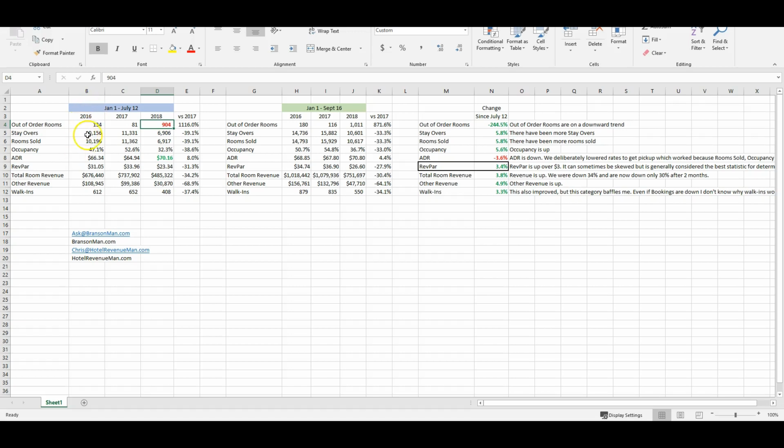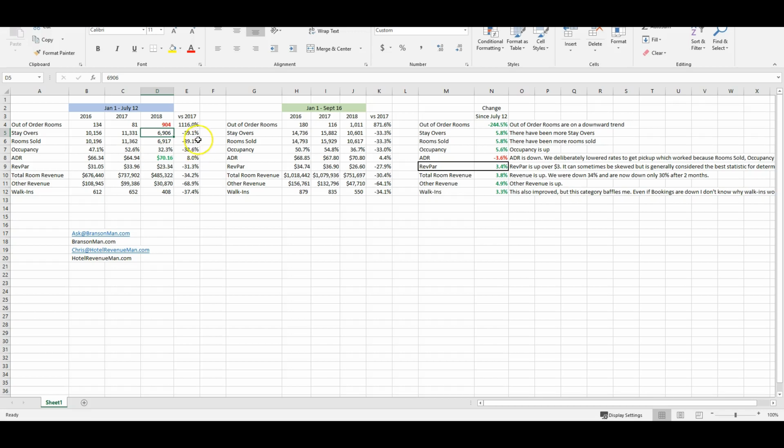Let's look quickly at some others. Stayovers. Up, up, down. I went ahead and put in a formula that tells us how much we're up or down. So out of order rooms is up 1,000%, so that's not great. Stayovers is down 39%. Rooms sold is down 39%.